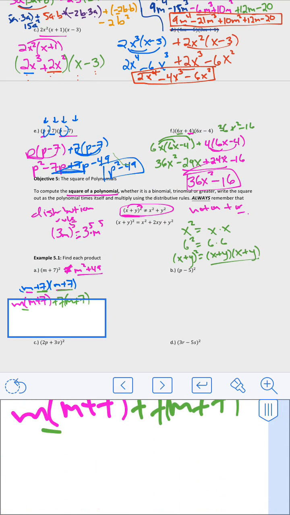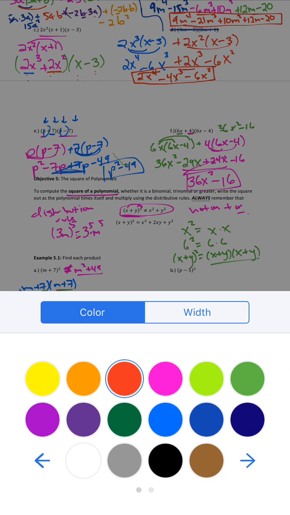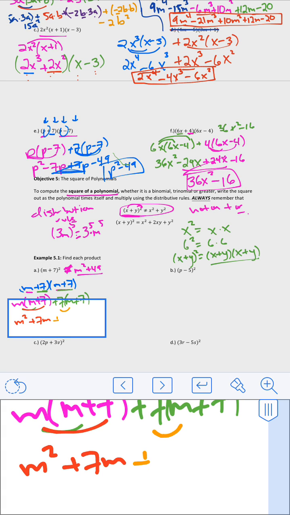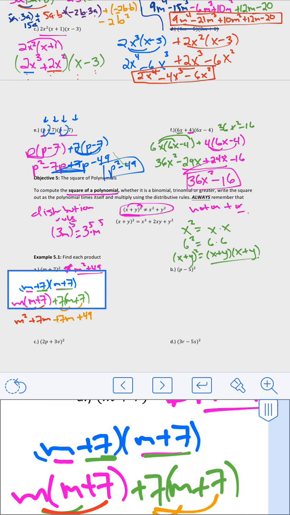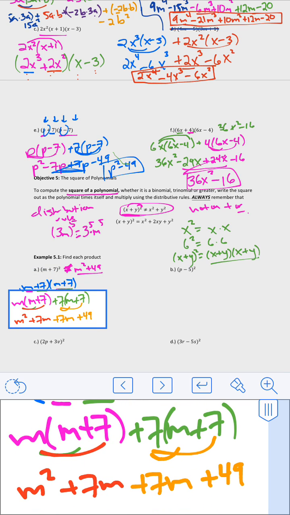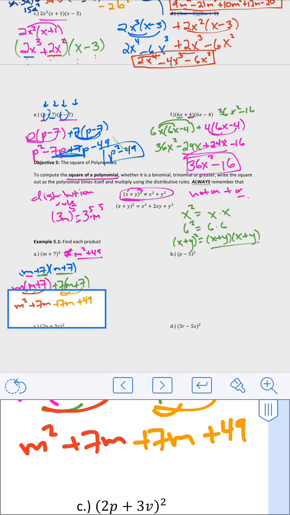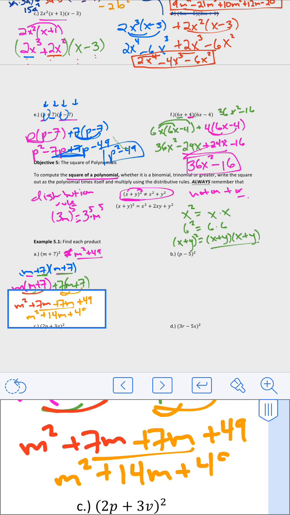Just breaking it up. M times m, go with red, m squared, m times 7, 7m. Over here, 7 times m plus 7m. Notice it's positive, it's not negative. They're not going to cancel. And 7 times 7 is positive 49. I have a binomial times a binomial. That means 2 times 2, I should end up with 4 things. I do end up with 4 things. Good. That means I got everybody. And then I combine like terms. And just like I said before, notice one of them's not negative. They're not going to cancel. So I end up getting m squared plus 14m plus 49.